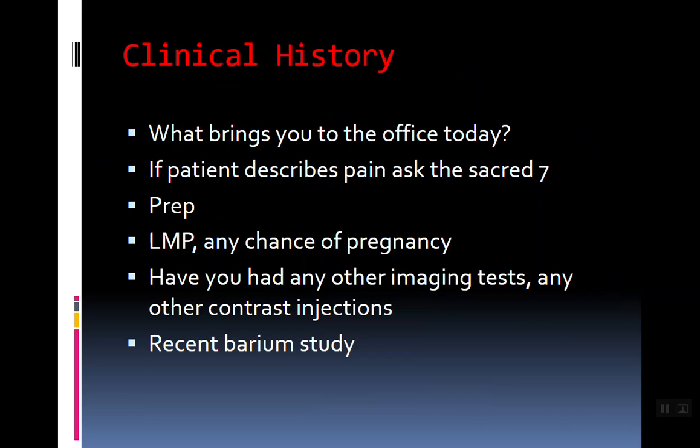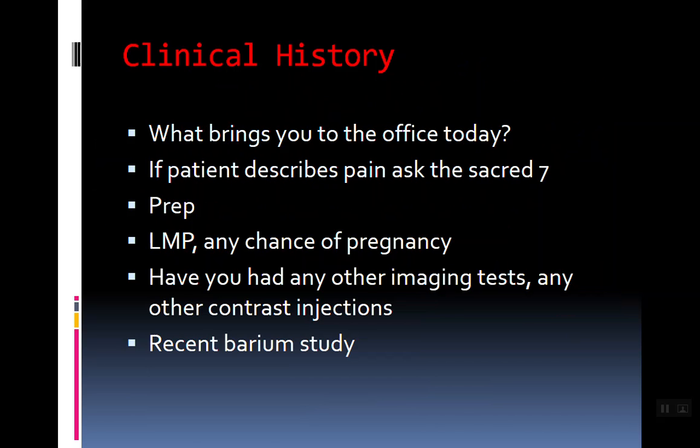Now, I might say it differently to an elderly person. I might have to say it a little slower or use other examples because they don't understand. Or a child, I might have to say it a little bit differently. But basically, I'm always asking the same questions in the same order to get my answers. The same thing when you're explaining the exam to the patient.